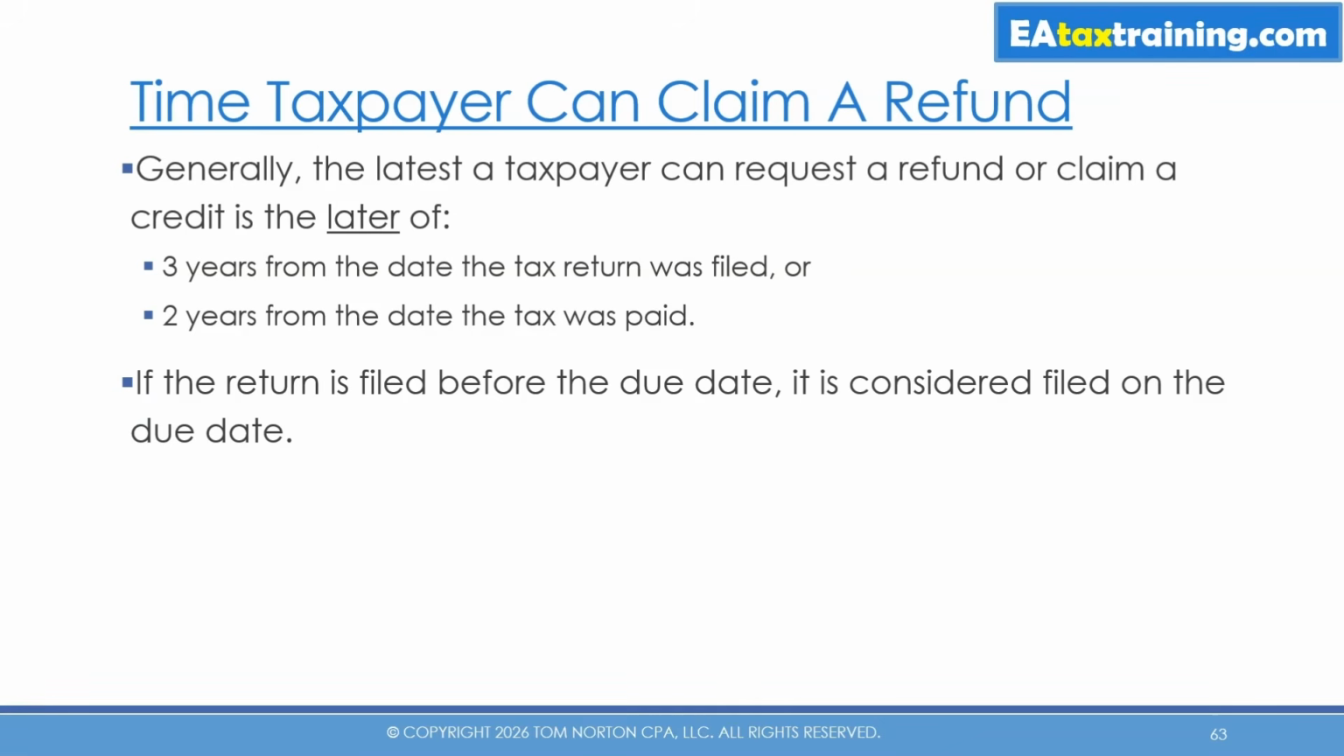The time that a taxpayer can claim a refund. Generally, the latest a taxpayer can request a refund or a claim of credit is the later of 3 years from the date the tax return was filed or 2 years from the date the tax was paid. And again, if the return is filed before the due date, it is considered filed on the due date. So you file it on March 31st, it's considered filed on April 15th. So you've got 3 years from that date, from the date the return was filed, or 2 years from the date the tax was actually paid. It is the later of those. That's what you will want to remember, the 3-year, 2-year rule.